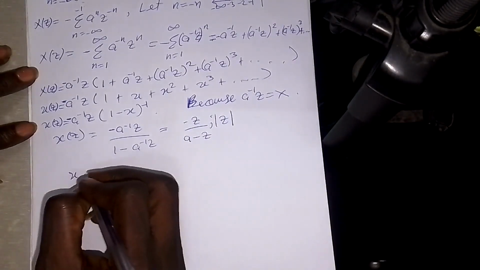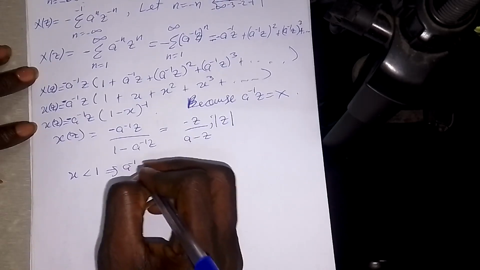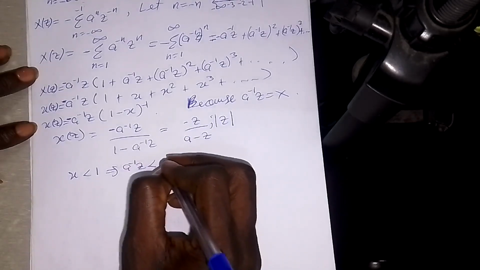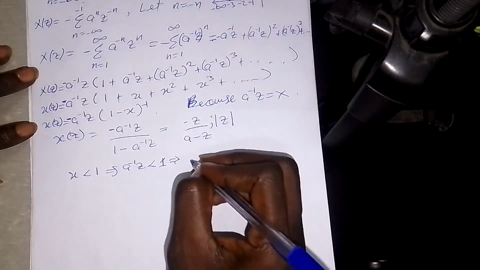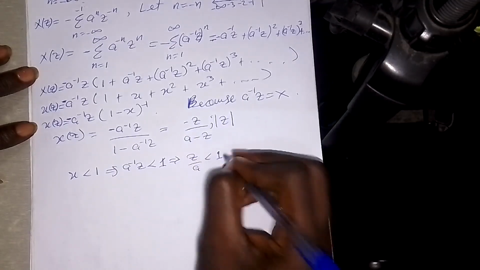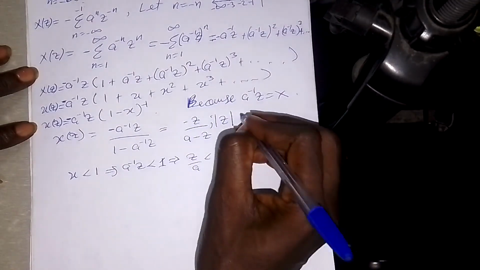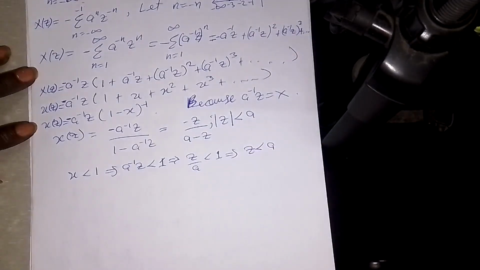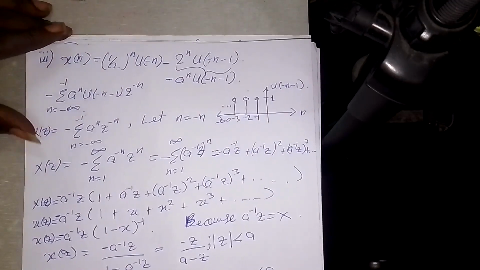So here X must be less than 1, and I know that X is A exponent minus 1 Z, so A exponent minus 1 Z must be less than 1. Which should give us Z over A less than 1, so Z should be less than A. Alright, so this is how I can develop the formula to solve for this particular aspect.